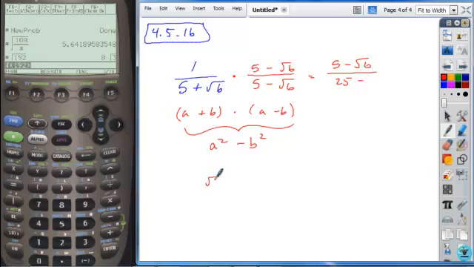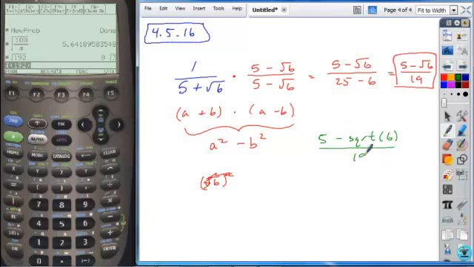Well, when you take root 6 and you square it, the square and the radical simply cancel, leaving just the base of 6. And so you wind up with 5 minus root 6 all over, and when you simplify here, you get 19.